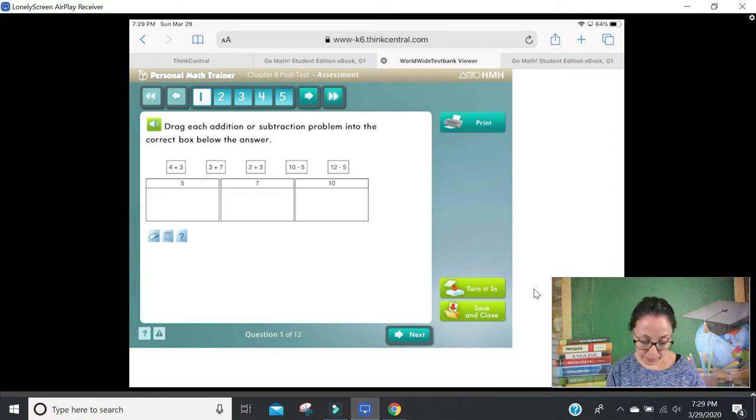So for example, 4 plus 3 I know is 7. So I'm just going to take it and I'm going to drag it to the box that has 7.